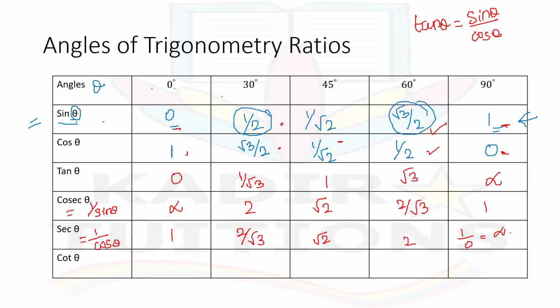And then now cot 0 is going to be what? Here tan 0 is 0, then we are going to take a reciprocal. So cot 0 is going to be infinity, and cot 30 is root 3, cot 45 is 1, cot 60 is 1 by root 3, and then cot 90 is going to be 0 because it is 1 by infinity, so it's going to be 0. So these are all the values we need to remember in order to solve the problems of trigonometry. Hope you understood. Thank you.